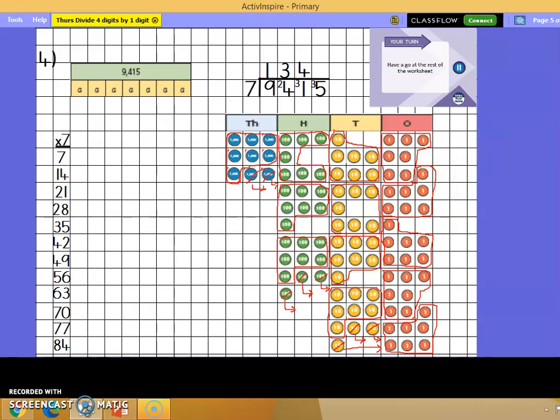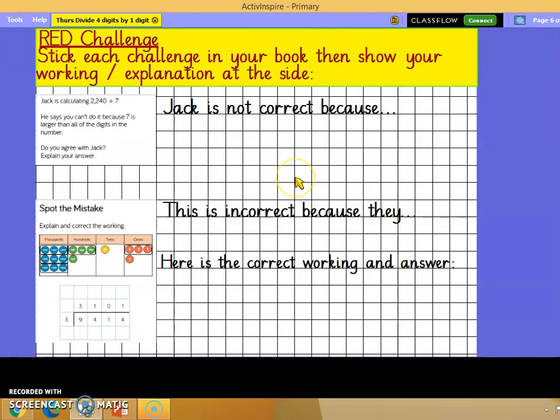Have a go at the rest of the worksheet. For those that have got the extra questions, here is the red level challenge. You stick in each calculation and then record at the side to show your working or an explanation of how it works. For example, do you agree with Jack? Explain your answer. Jack is not correct because, and give evidence to show why he is not correct. Spot the mistake. Explain and then correct it. So this is incorrect because what did they do or what did they forget to do? And then show us the correct working and the answer.